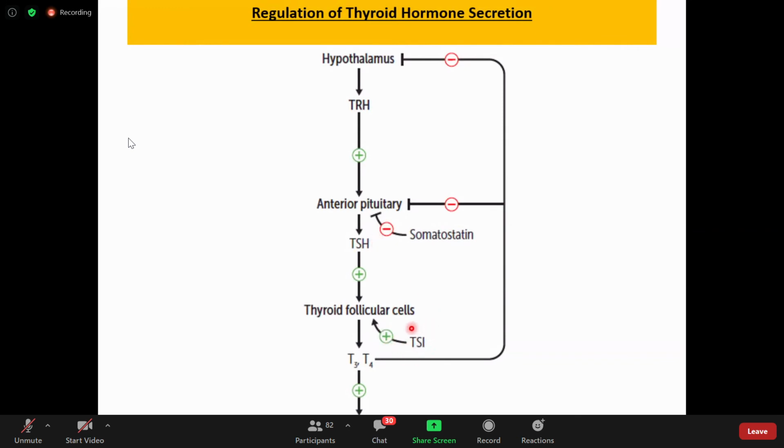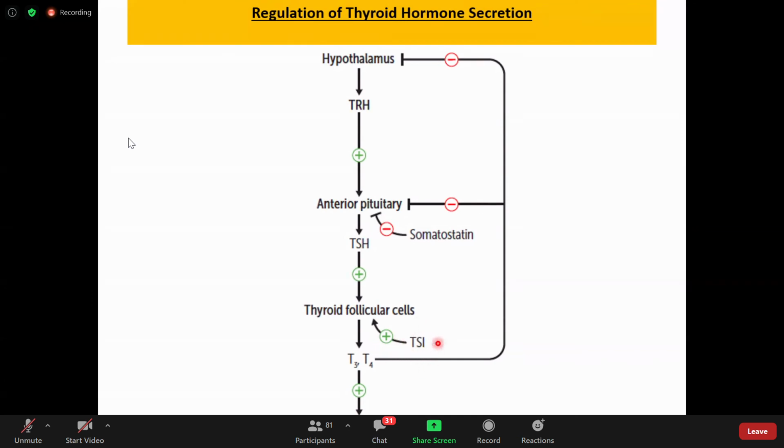In this diagram, you are also seeing something which is called TSI. TSI is normally not produced by the body. It's the thyroid stimulating immunoglobulin. It is only produced in an autoimmune disease which is called Graves' disease. And this TSI has a structure which is similar to TSH. So it binds to the receptor of TSH. So it has the same action which the TSH has. So what does TSH do? Increase the size of the gland, increase the number of the follicular cells, increase the synthesis of the hormones.